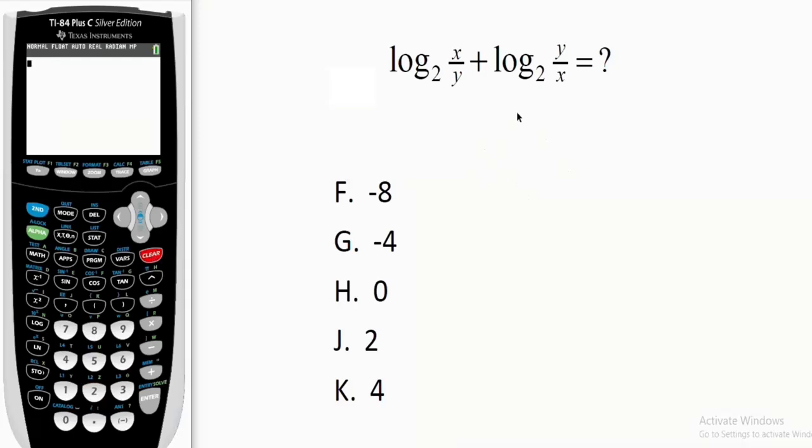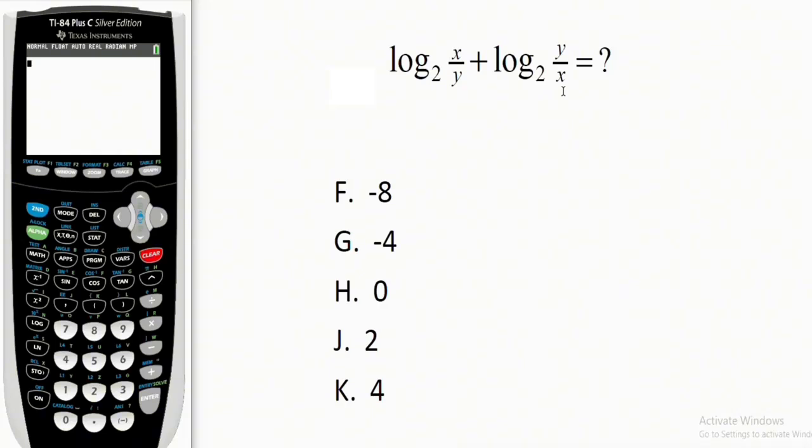Okay, now guys, looking at this question, this is the addition of two logarithms. One of the laws of logarithms is that when two logarithms are being added and the base is the same, you multiply the arguments. Here the two logarithms being added have the same base. So when you multiply them, you're going to have log of x over y times y over x, to the base 2.